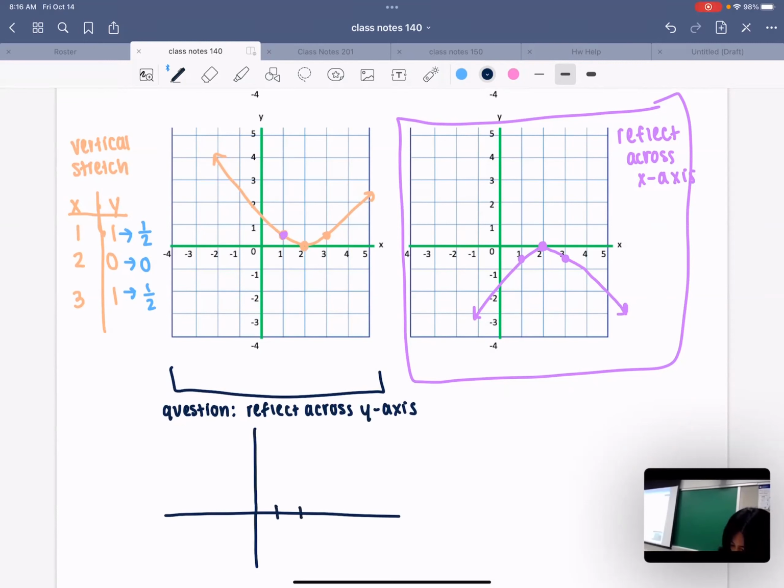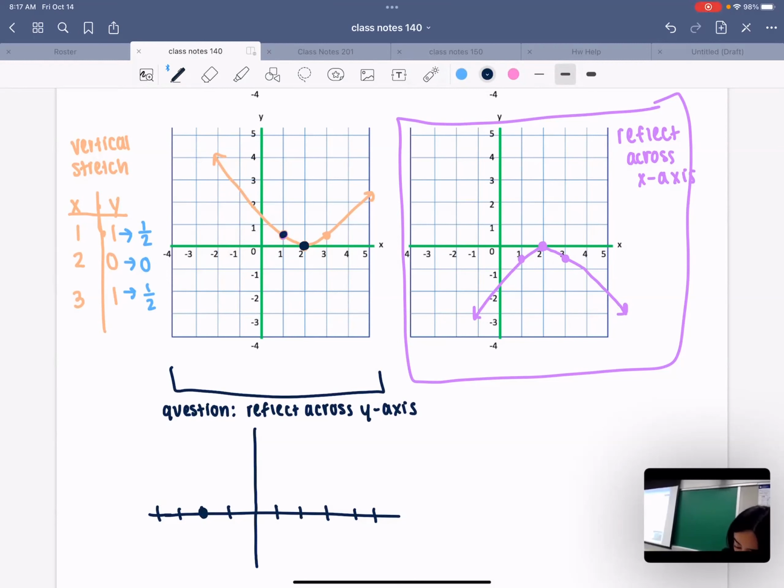So 1, 2, 3, 4, 5. 1, 2, 3, 4. Okay, it would be sort of the same deal, but I would take this point 2, 0 and pretend that the y-axis is a mirror now. So this point would go 1, 2 to the mirror. It would go 1, 2 away from the mirror. Okay, so that 2 point will go to negative 2.